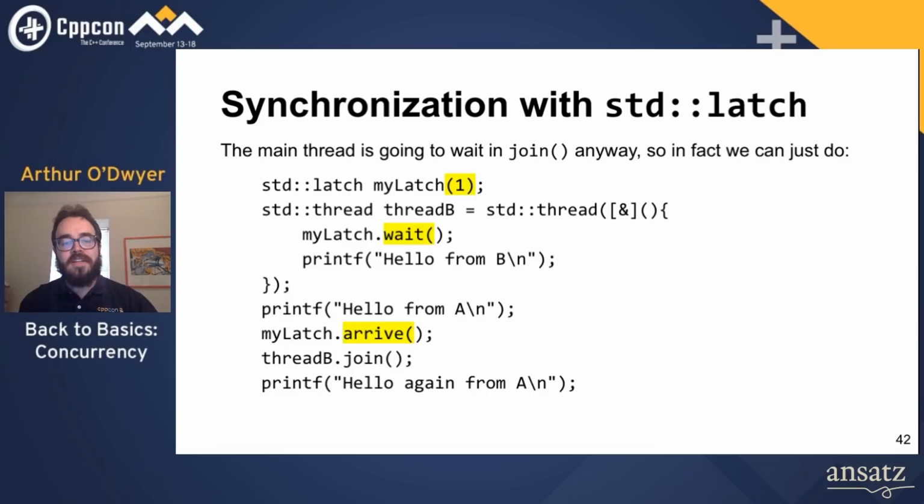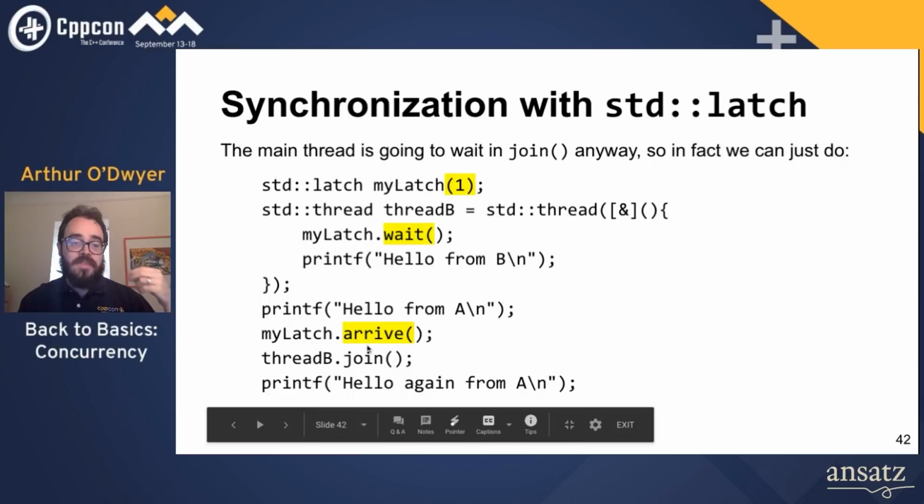Go on. So no matter what order these two functions end up getting called in, there's no synchronization that says what order they're going to get called in, but thread A here is sort of leaving a note for thread B that says, yes, I got here. If you're waiting, unblock yourself. If you haven't started waiting yet, you don't even need to wait. So you could do this.